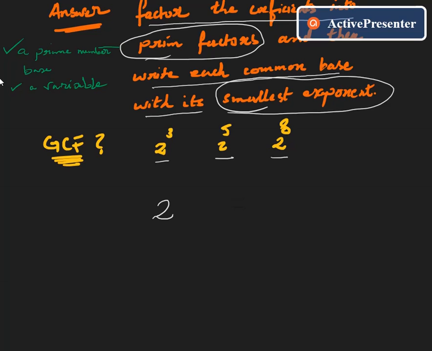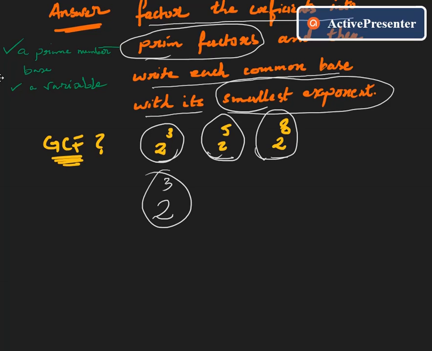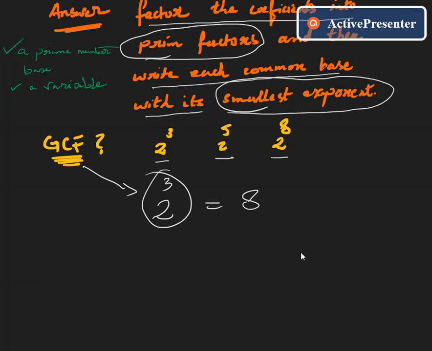The smallest exponent that is common to all three is 3, because 2 to the power 3 can divide this, can divide this, and can divide this. It is the smallest exponent, the prime factor with the smallest exponent, which is 3. So this is our greatest common factor, which is equal to 8. So our greatest common factor is 8.